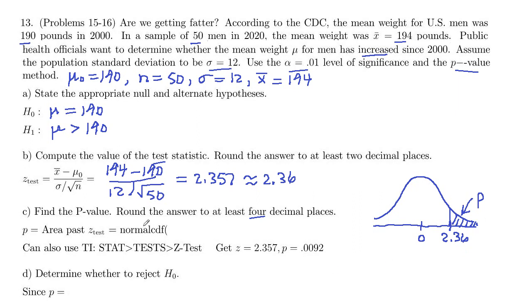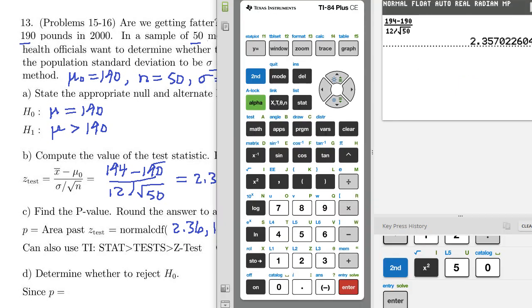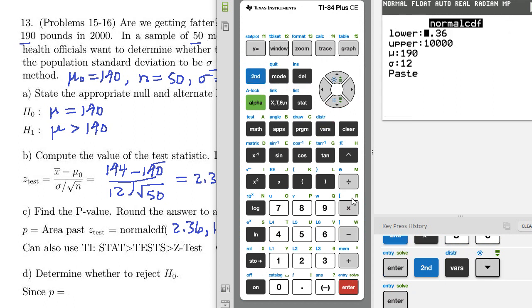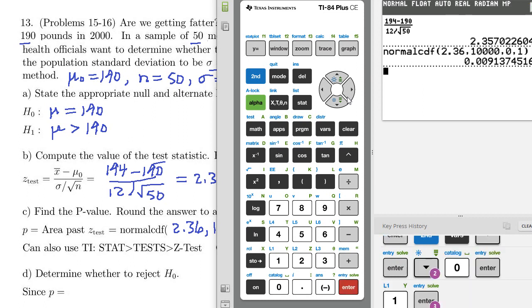So we're going to use normal CDF to do that. Our left-hand cutoff is 2.36. Our right-hand cutoff, infinity, we'll use 10,000. And then mean and standard deviation, we're going to use 0 and 1 because we're dealing with z-scores. So we'll go to second variables, normal CDF. 2.36 is our lower, upper 10,000. Mean we need 0, standard deviation 1, paste. 0.0091.